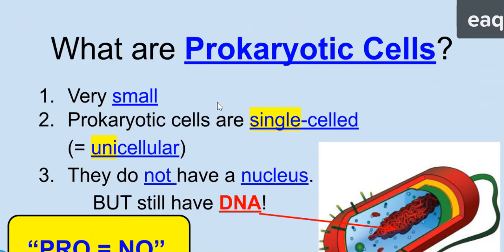So what are prokaryotic cells? They are small, they are simple, they are single-celled, also called unicellular. But the big difference between prokaryotic and eukaryotic cells is where their DNA is stored. In prokaryotic cells, they have no nucleus. Pro is no. Prokaryotic cells do not have a nucleus. Their DNA is free to float around the cell. It is not contained.